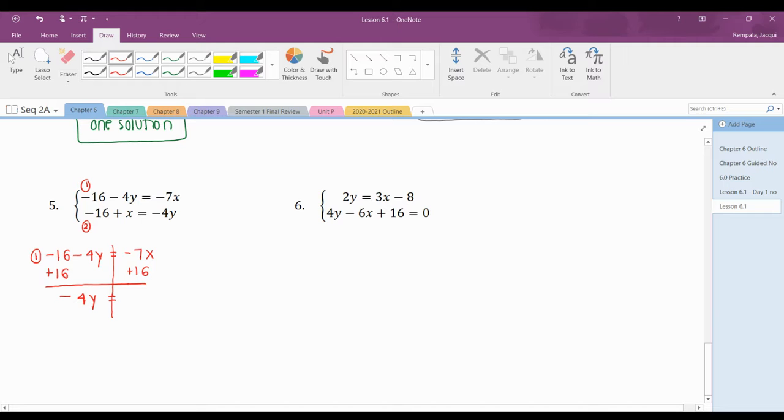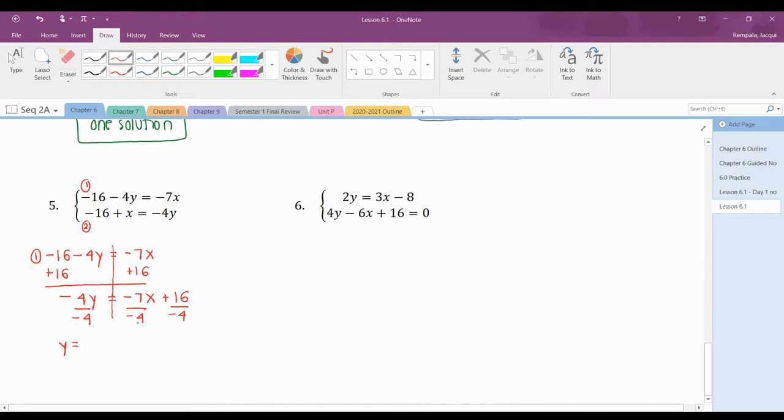And 16 and that negative 7x are not like terms. I like to put the x term first. So now that negative 4 is attached to the y, I can divide every single thing by negative 4. That will get us the y by itself. A negative divided by a negative is a positive.